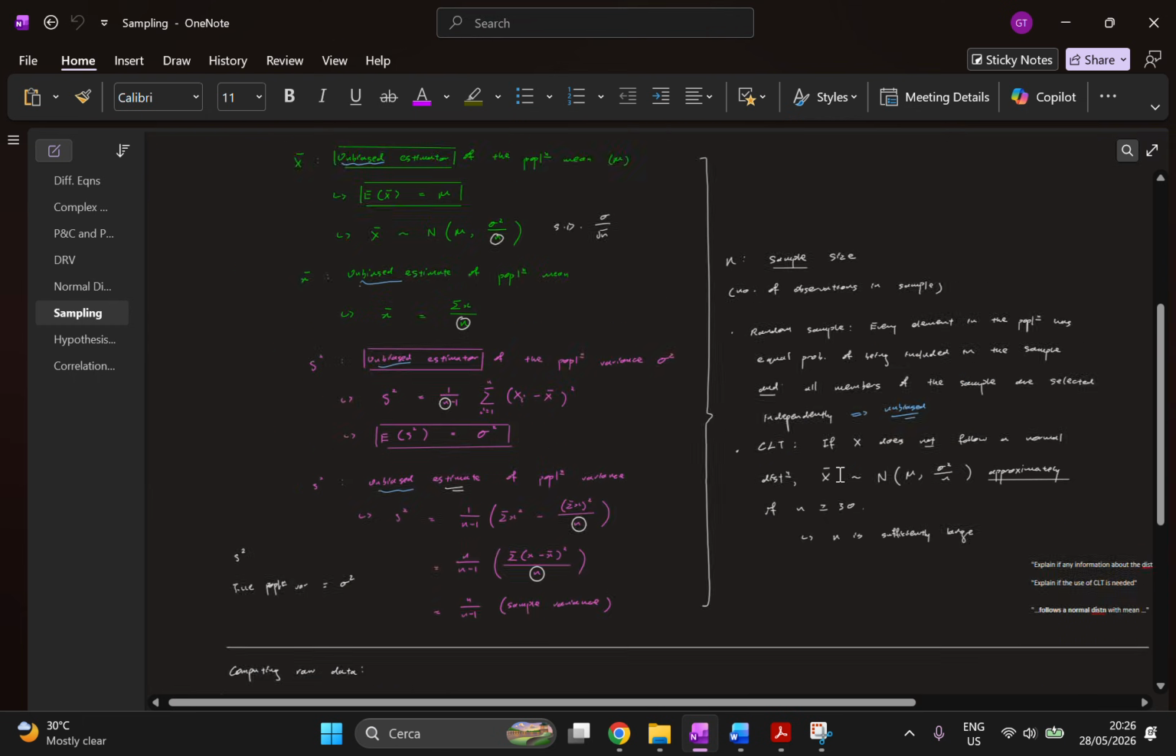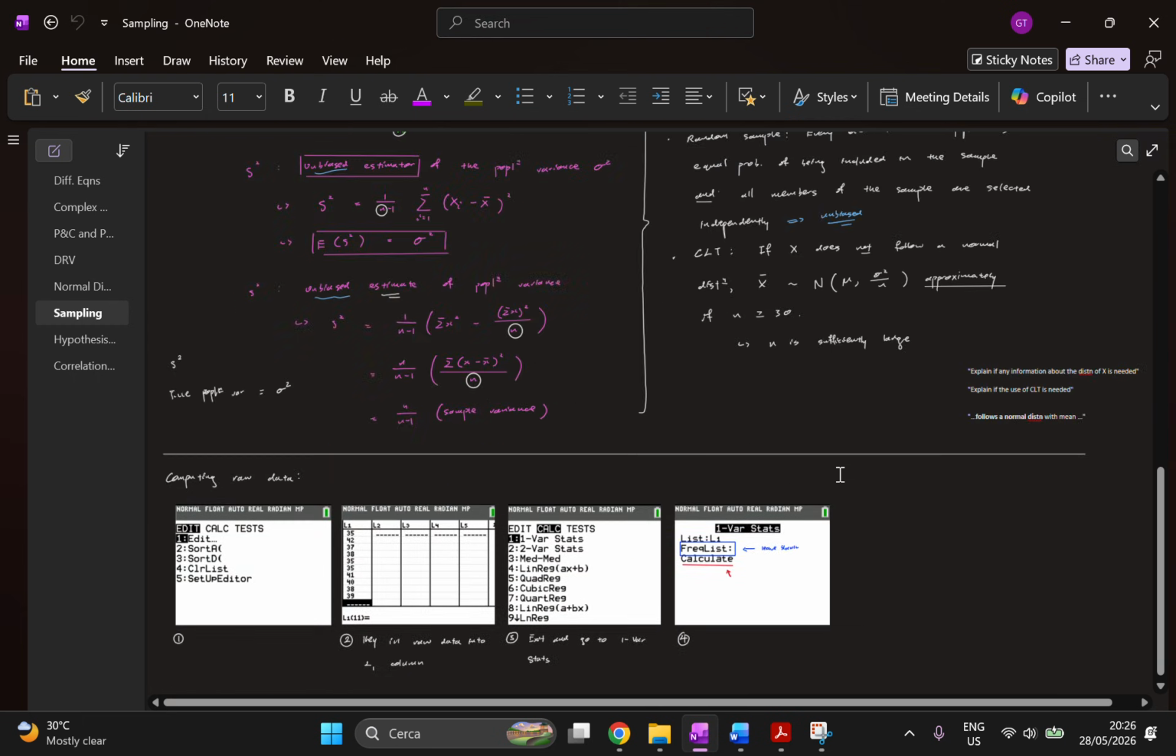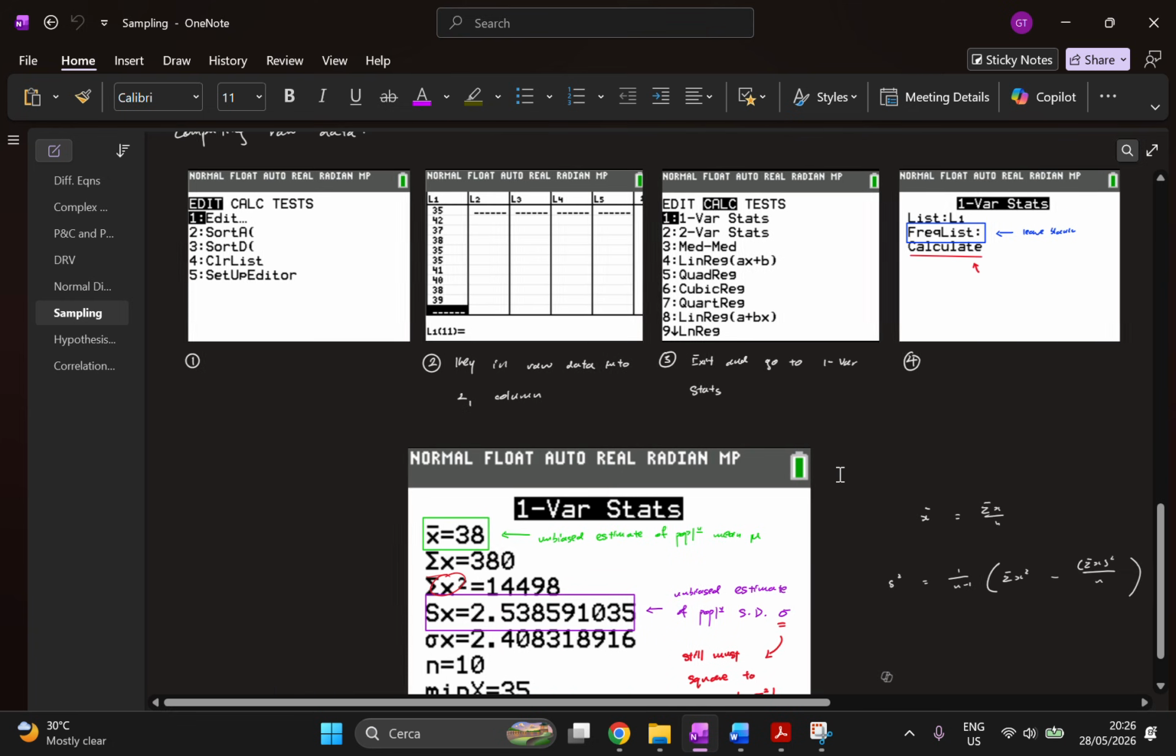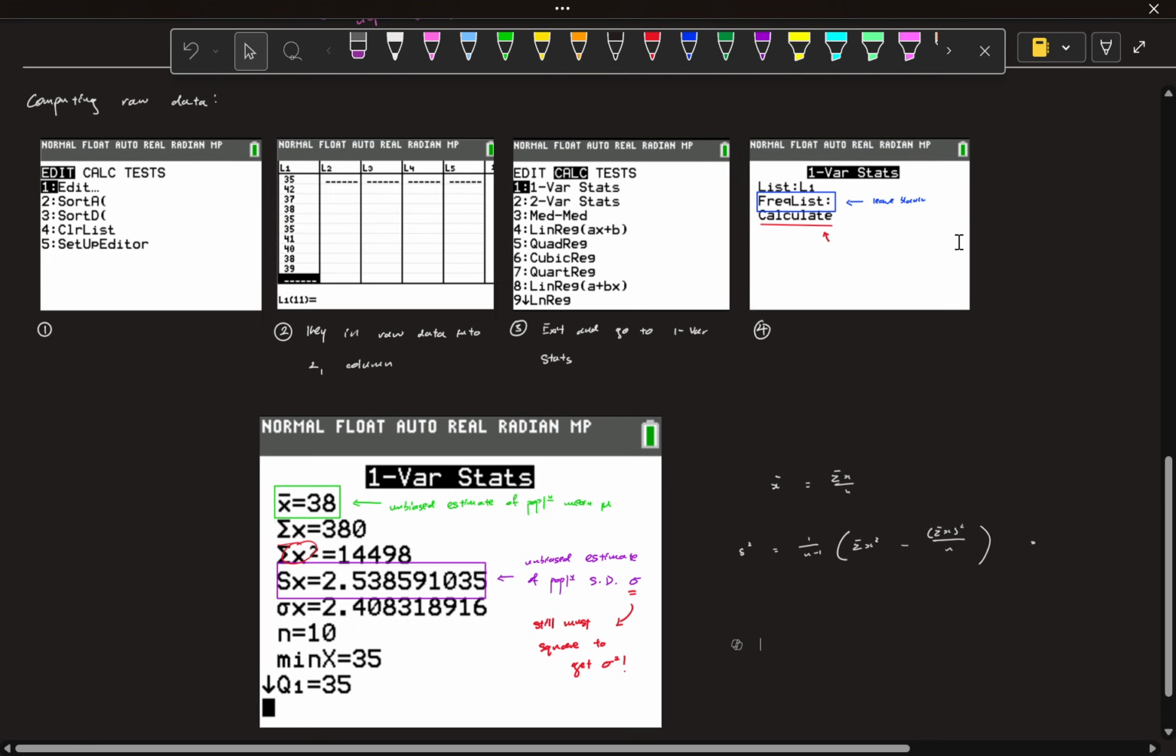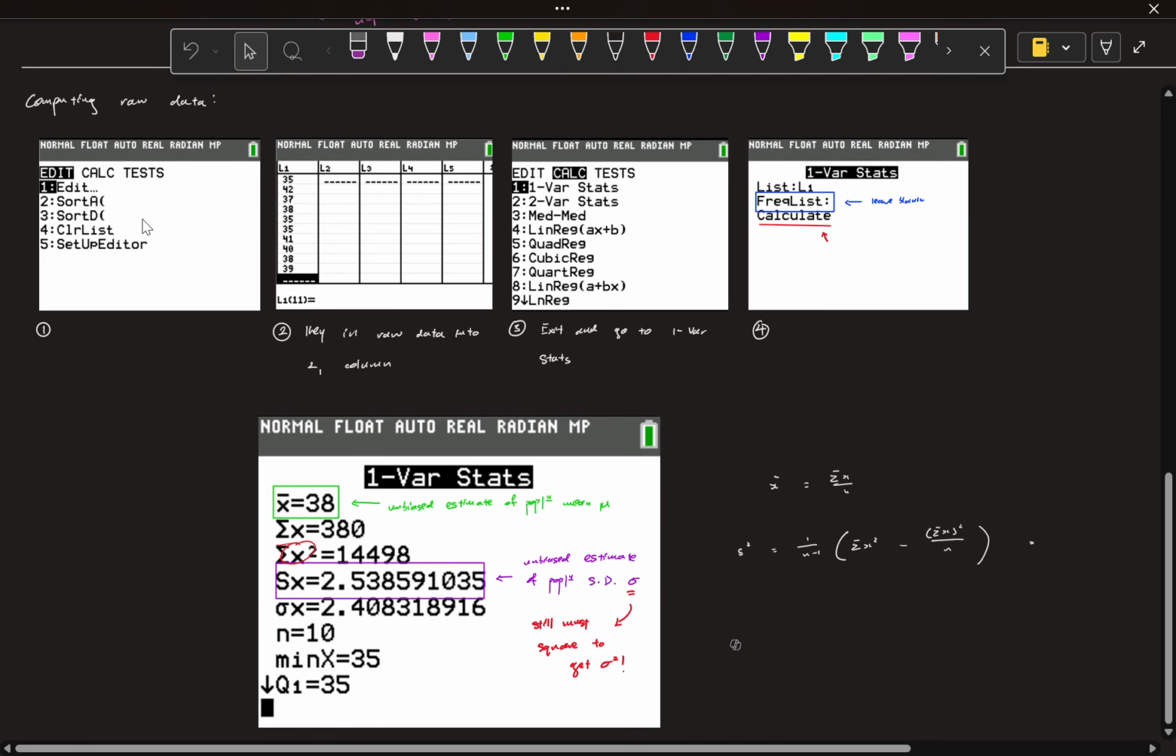I did actually want to make a video on sampling as well, but I don't think it's needed. Please, if you need to, you can pause the video and take a screenshot on how to key in raw data into your GC list using the TI-84. So this is how you calculate some things via the one variable stats app. And this will be useful to you in hypothesis testing if you are given raw data and then you need to key in raw data.